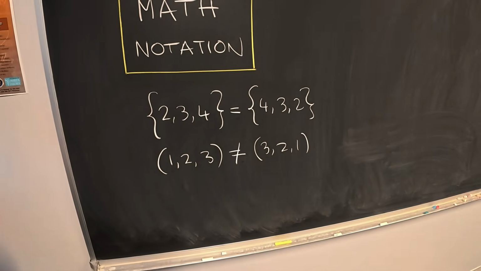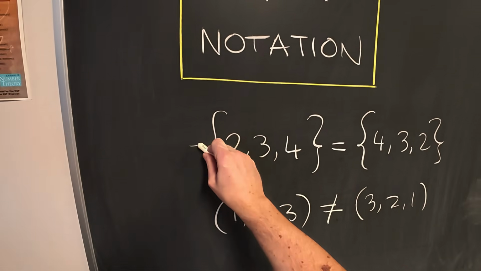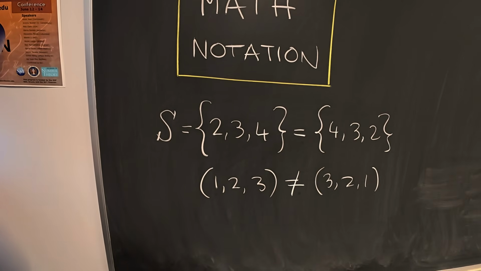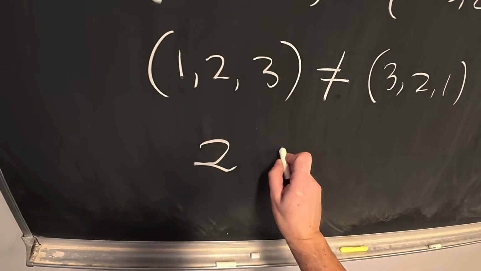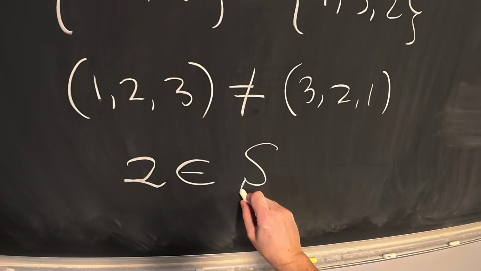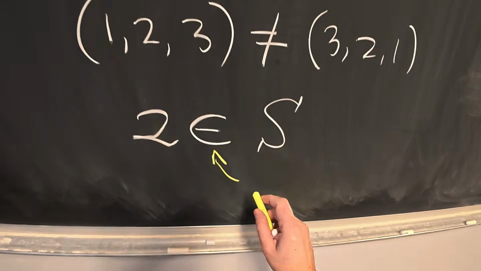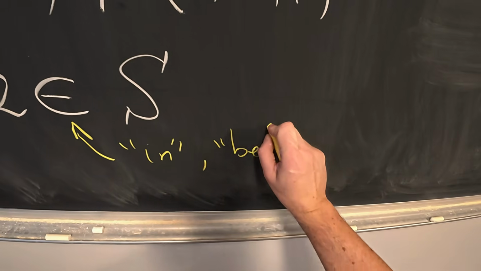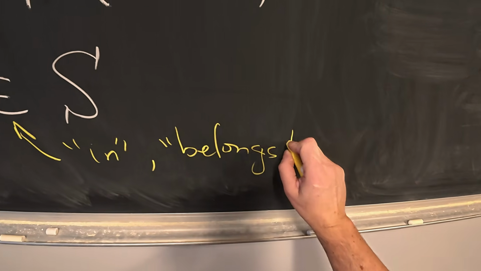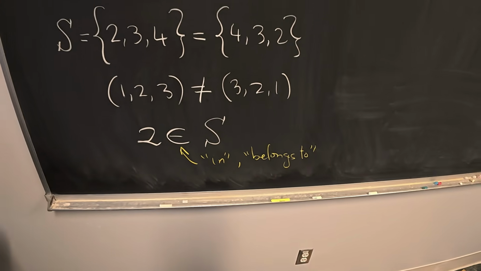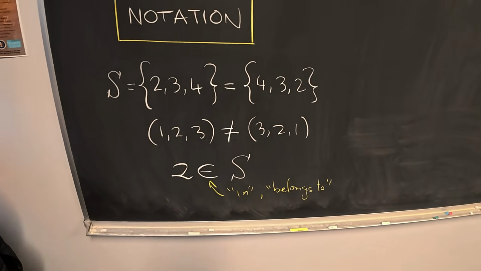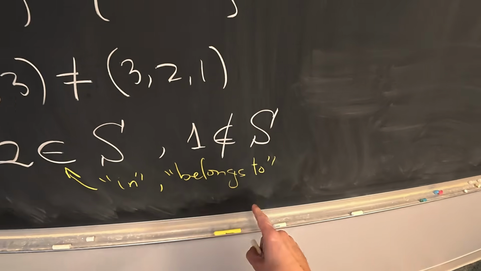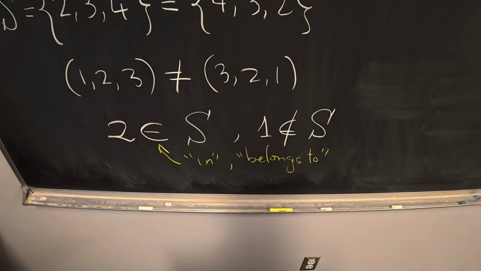If we want to denote that an element like 2 belongs to this set, we usually give sets names, so let's say that's set S, then we write 2 belongs to the set S. So this symbol right here means in or belongs to. You can also say that something does not belong to the set, so we would also say that the number 1 is not in the set S, so that means that it does not belong to that set.